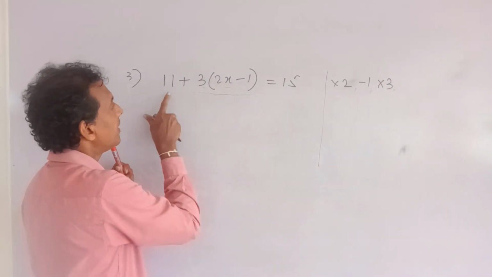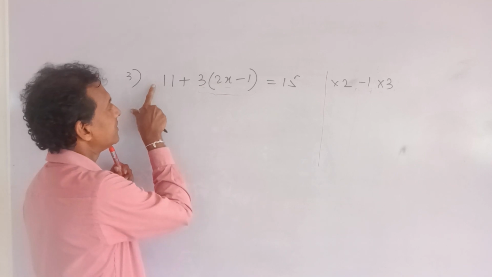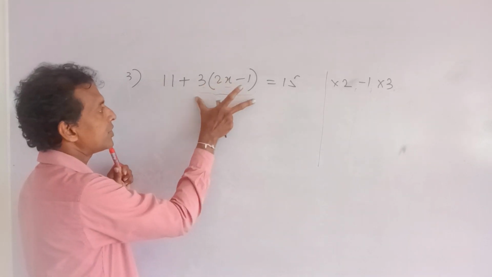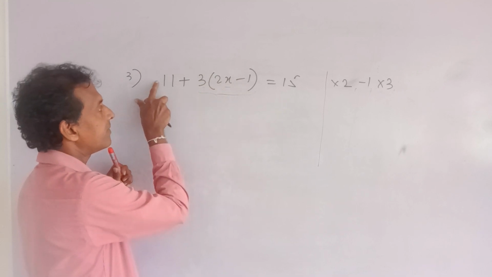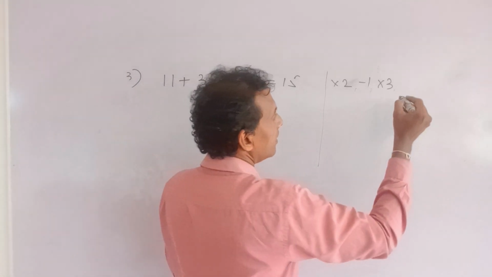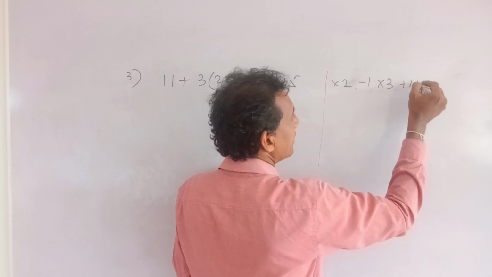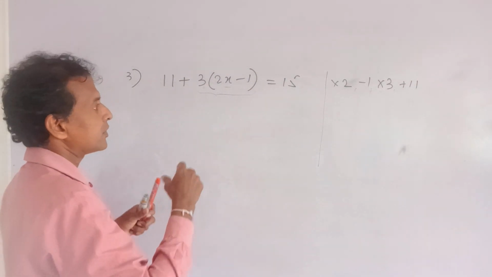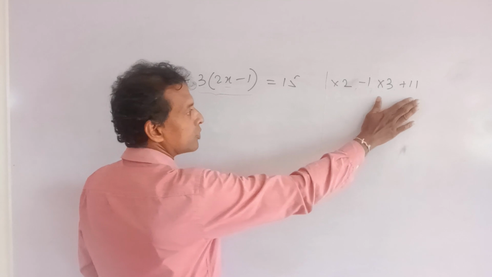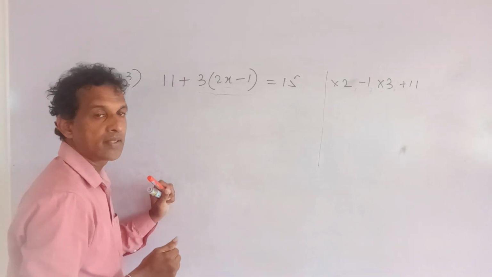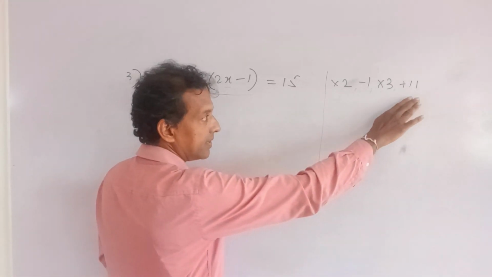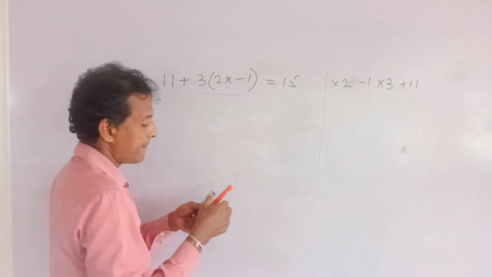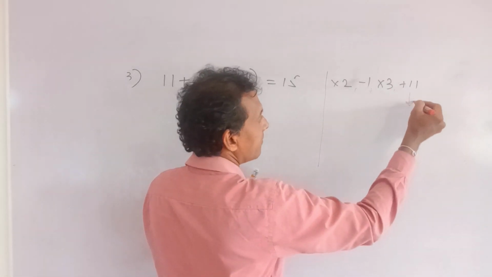Then 11 is added here. We have plus here, right? So this is plus. For this one, 11 is added. So plus 11. Now we will start with the inverse operation. Go to the last operation we have. The last operation we saw is plus 11. Use the inverse operation, minus 11. So we start with that.